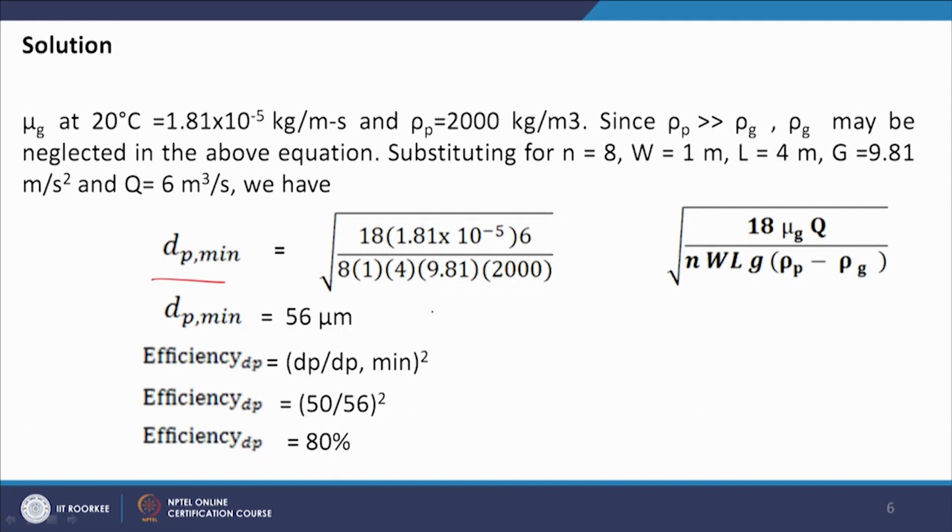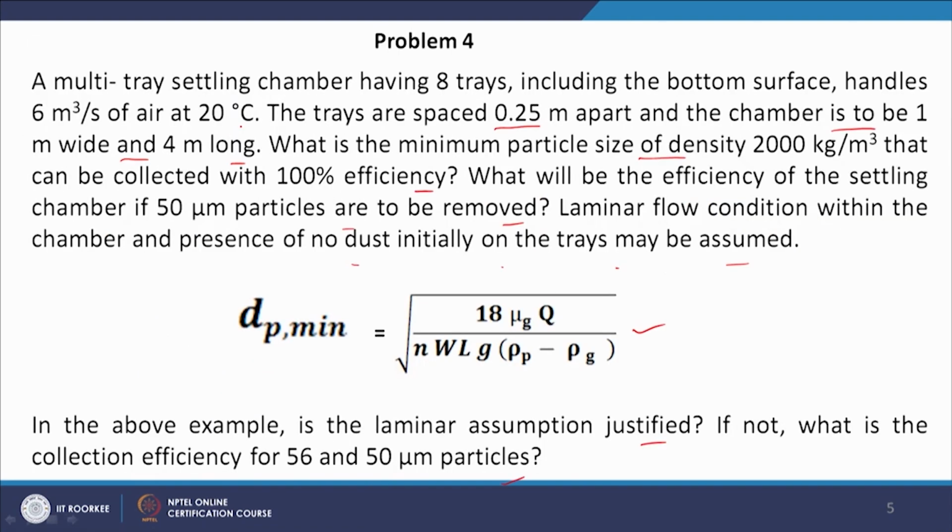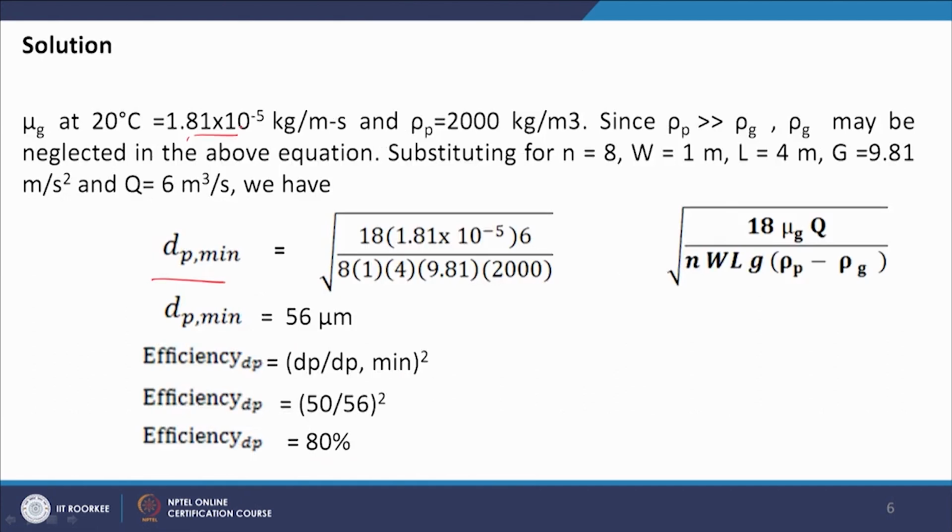So, now we will take Q. mu g at 20 degree centigrade is given as 1.81 into 10 to the minus 5 kg per meter second. Rho p is 2000 kg per meter cube. Now, since rho p is much greater than rho g, rho g may be neglected in the above equation. Substituting n equal to 8, W equal to 1 meter, L equal to 4 meter as per the statement, and g equal to 9.81 meter per second square.